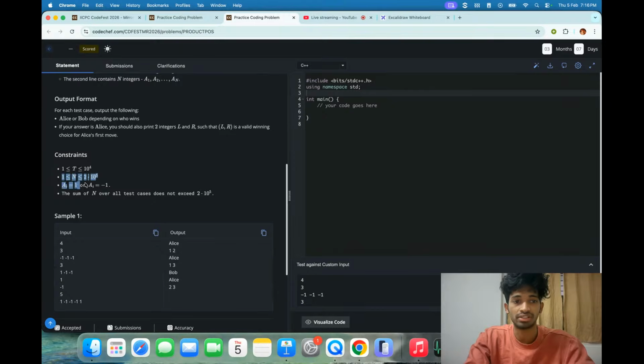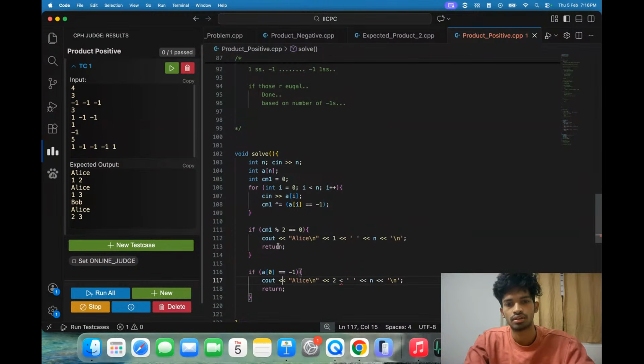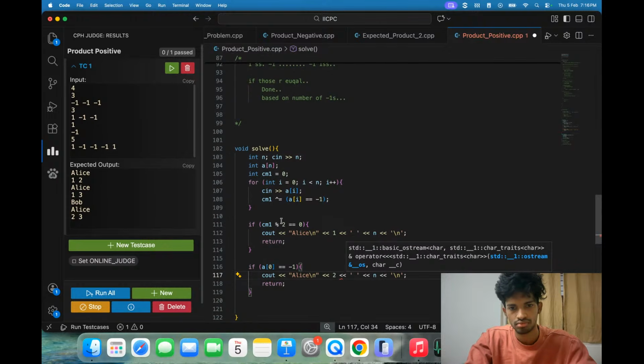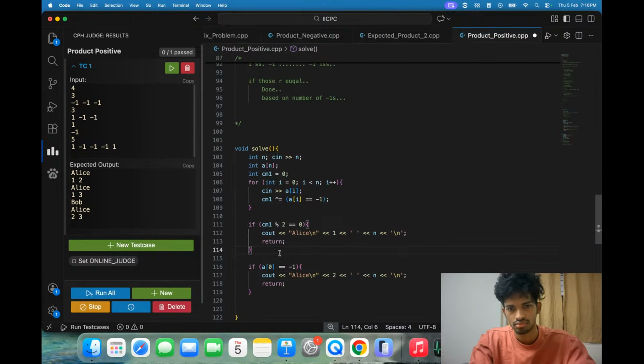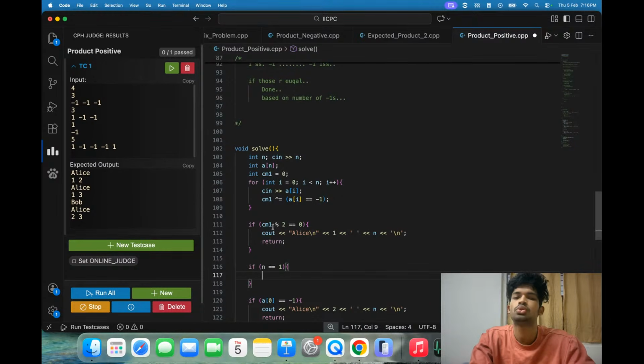Oh, n can be 1. What if n equals 1? If n equals 1 and there is an odd number of -1s, Bob wins.